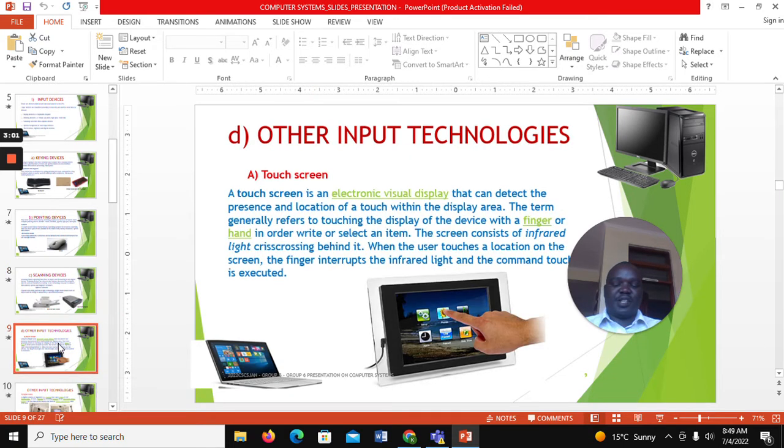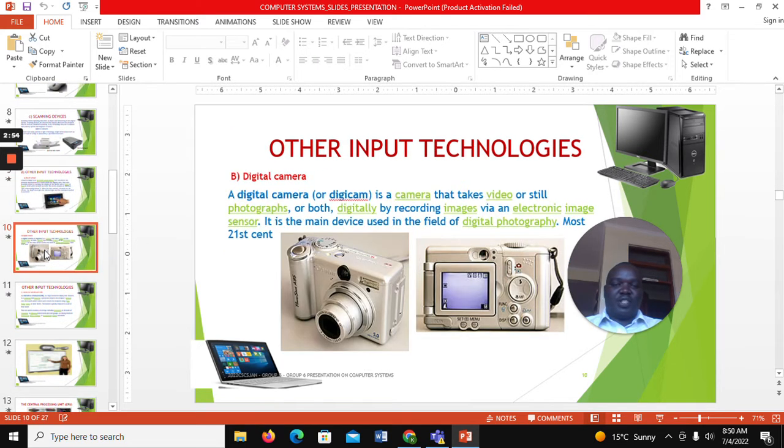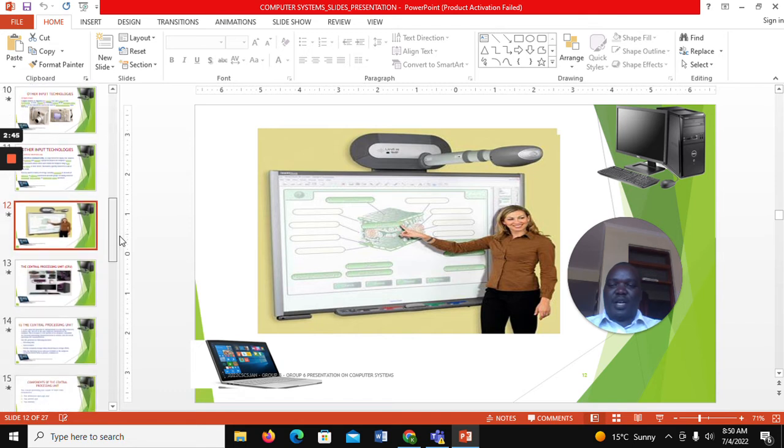Then we have other data input technologies like the touch screen. We also have the digital cameras, and we have the smart board. So those are what we call the hardware.